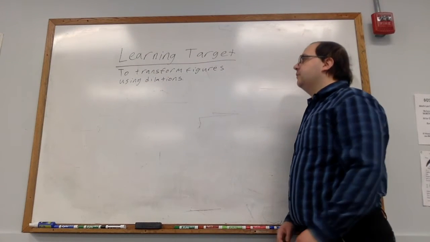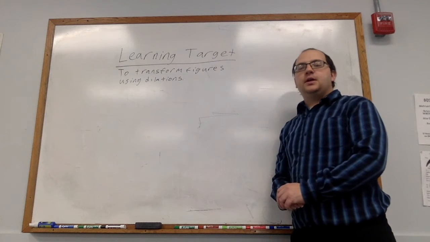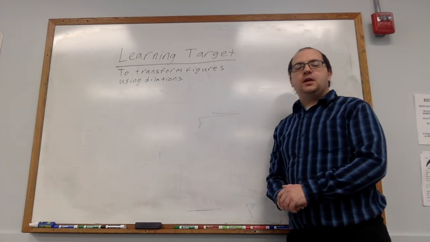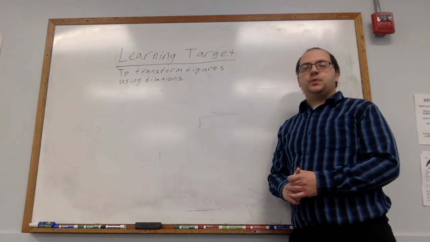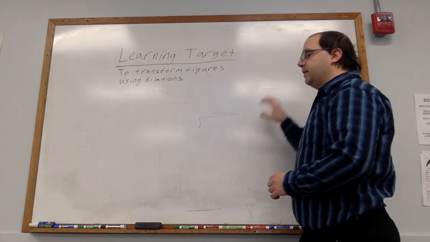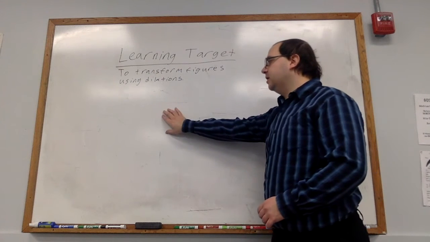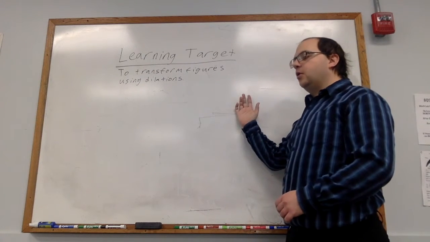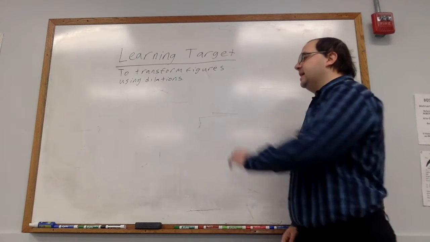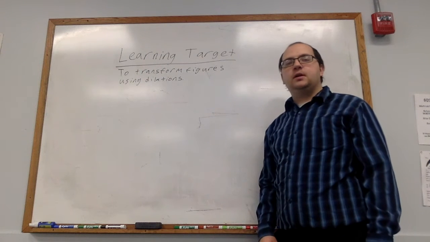Alright, so the learning target for today is to transform figures using dilations. So if you remember back when we did transformations, we did translations, which was physically moving the figure from one spot to another. We did reflections, which was taking a figure and flipping it over a line of reflection. We did rotations, which was taking a figure and rotating it around a center of rotation.